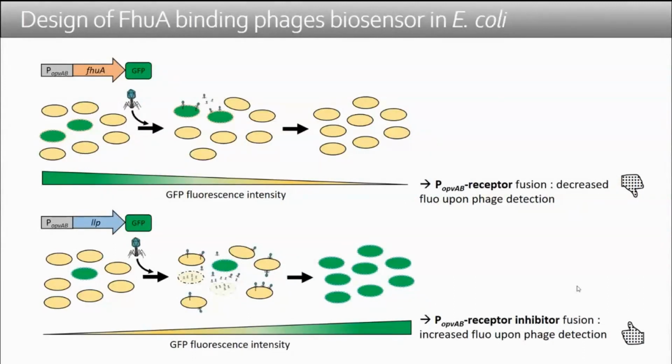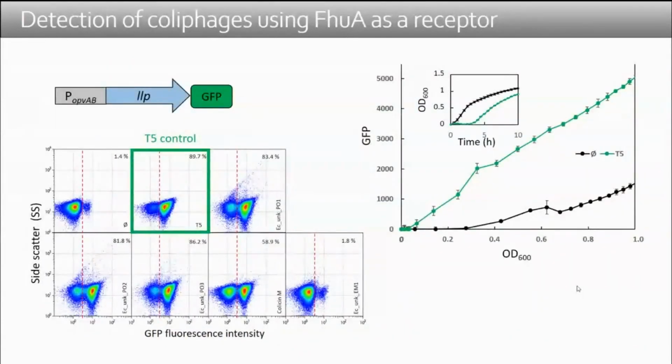And using this fusion, upon phage binding, you have an increase in fluorescence. So this is what he did. And here is the control with a non-phage T5. So you can see that there is a clear increase of the subpopulation that expresses the inhibitor. And so you can detect phages that actually bind to FhuA.